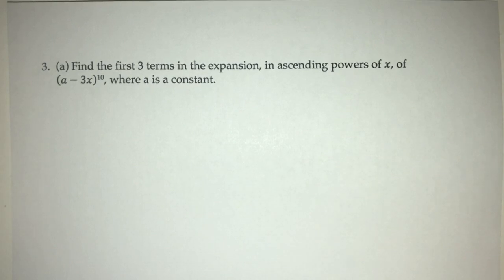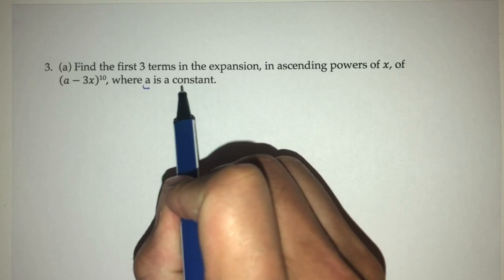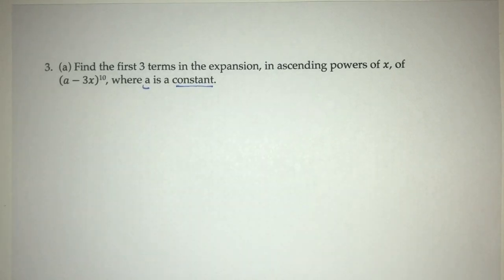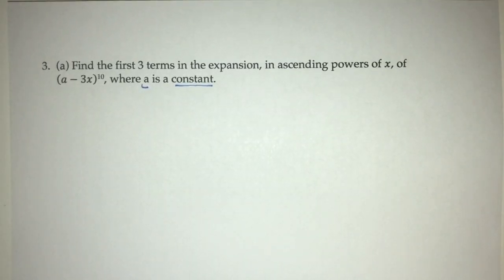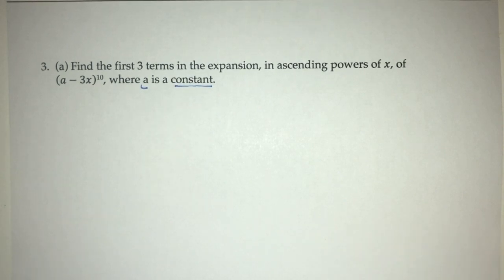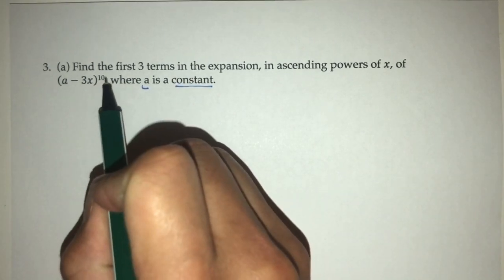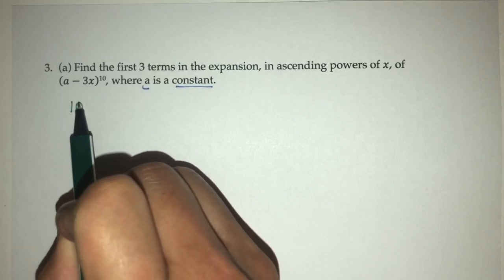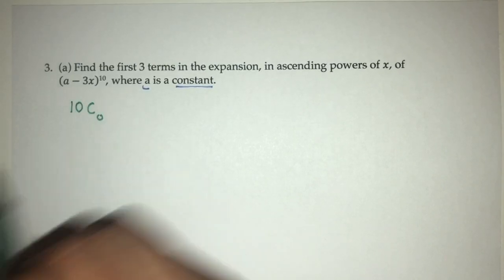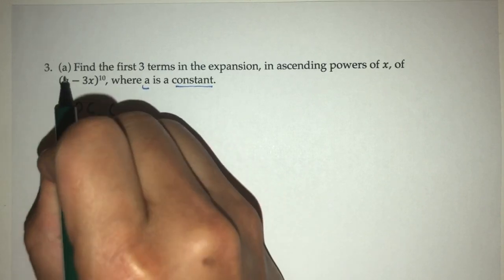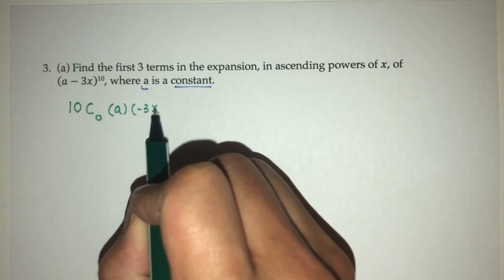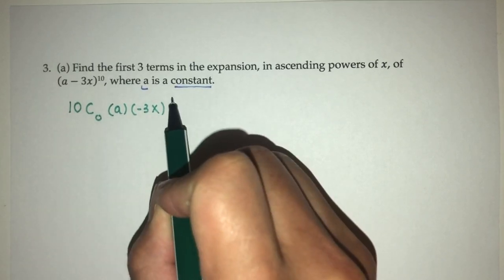Now let's move on to question number 3. Here we have to find the first 3 terms in the expansion in ascending powers of x of (a minus 3x) to the power 10, where a is a constant. We have done this kind of question many times before. As you know, because the power is 10, we can begin with 10 choose 0 for the first term. Here we have a, and here we have minus 3x. Because this is 0, that has to be 0.